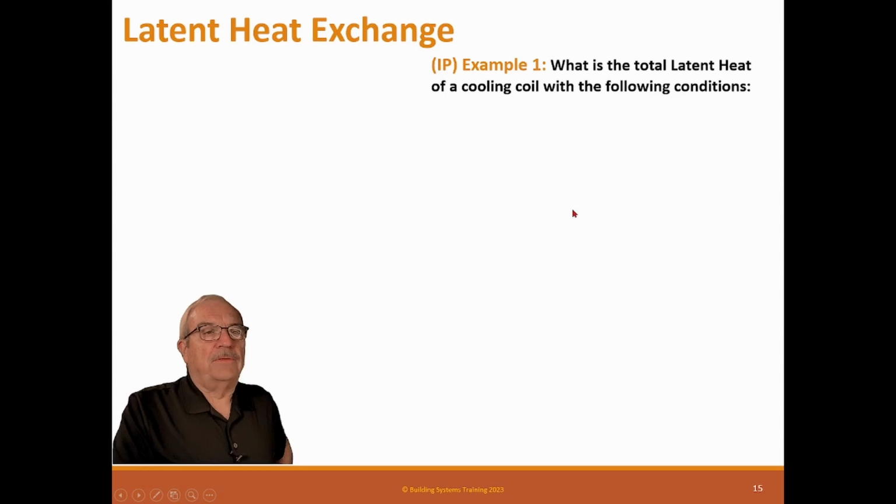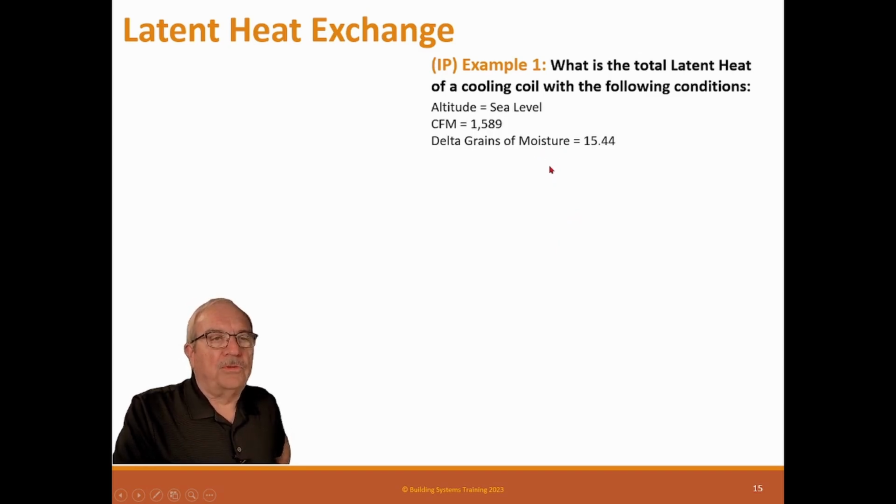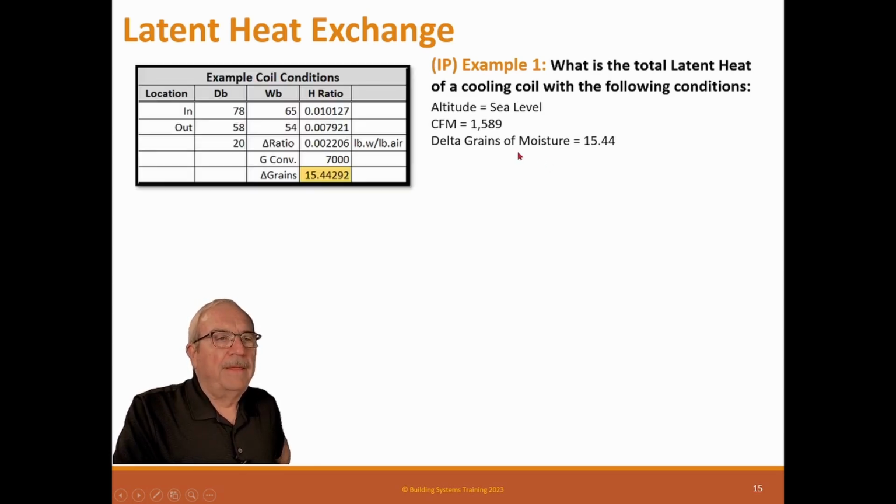Okay, latent heat example. What is the latent heat of a cooling coil with the following conditions? The altitude is sea level, CFM is 1589, delta grains is 15.44. And here's how I got the delta grains off my app. The inlet conditions were this, to give me a humidity ratio of that. Outlet conditions were 58 and 54 with the humidity ratio of that. You subtract one from the other and you get the delta humidity ratio, which is pounds of water per pound of dry air. Multiply that times 7,000, turn it into grains, and you get 15.44. That's how you come up with that number.